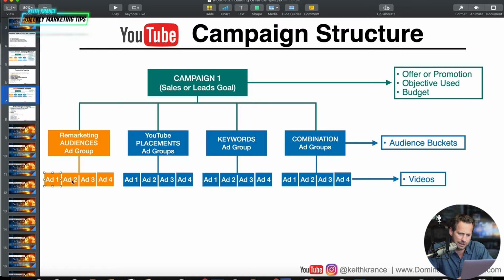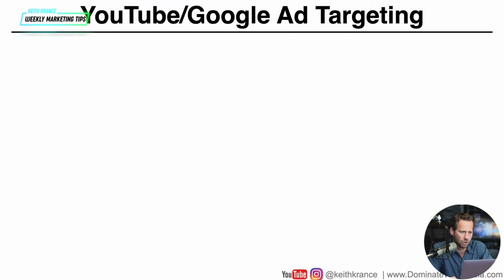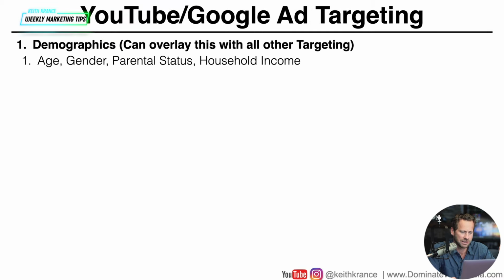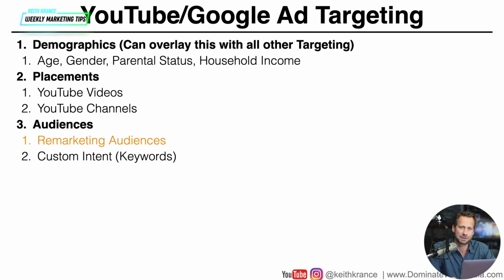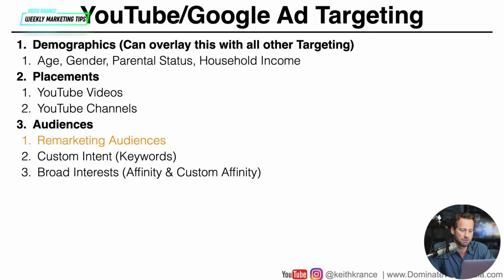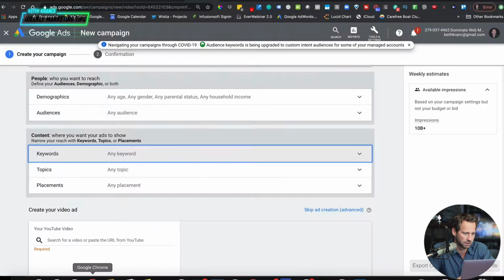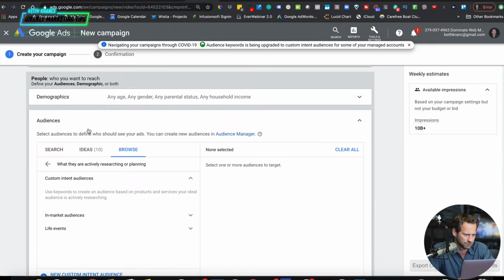So then same thing, like I said, I explained the ads. The ads are your videos. With your audiences, like I said, you've got demographics. That's the age, gender, parental status, household income. Placements, that's YouTube videos and YouTube channels. Audiences, you've got remarketing, warm audiences, custom intent, which is the real keywords, broad interests, which is affinity and custom affinity, which is right here. So right here, broad interests.